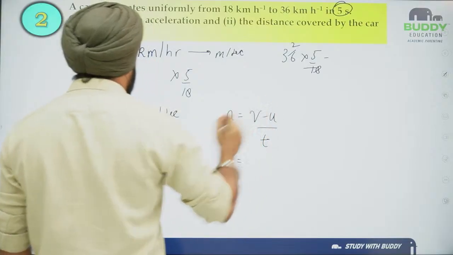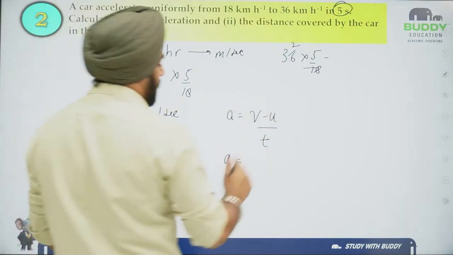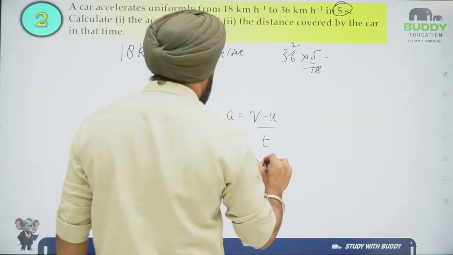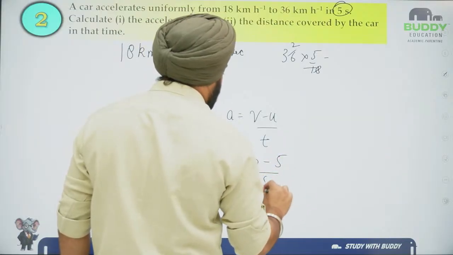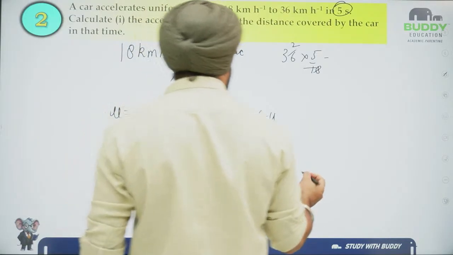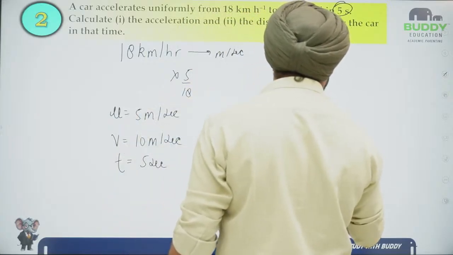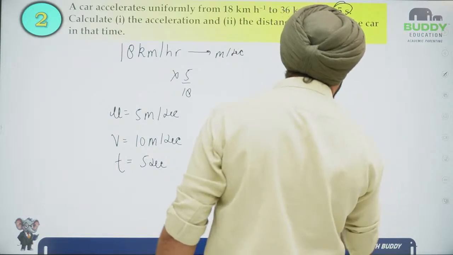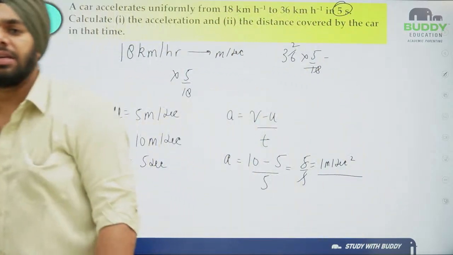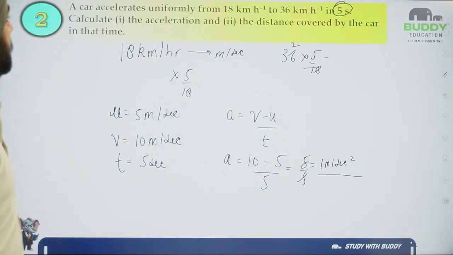What is the final velocity here? 10 meter per second, right? So 10 minus 5 by 5. Simple, 10 minus 5 is 5, by 5. That is 1 meter per second square. Got my point? So the acceleration of the particle here is 1 meter per second square.